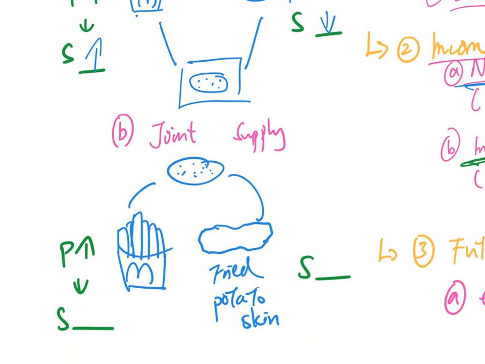How about joint supply? We are not using the same ingredients separately; these products come from the same ingredient. That means when we make French fries, we don't use the skins. We just tear off the skin and use the potato. Then the skin is another thing, so I can fry it or use it for other dishes. So if the price of French fries increases, I will make more French fries. Then I have more potato skin left. So the supply of potato skin increases.